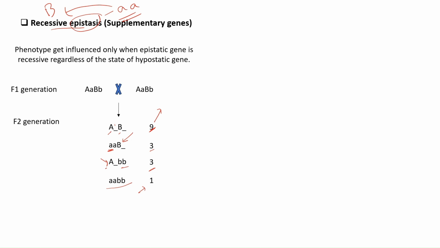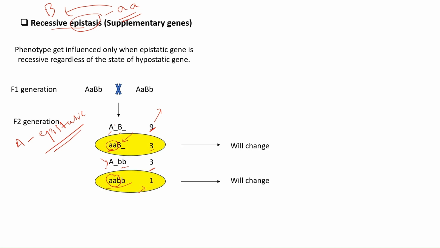Now, in recessive epistasis, what we are saying? A is our epistatic gene. So when A is present in recessive condition, it will affect the phenotype of the B. So where you can see A recessive, this second one and this fourth one. So this second one and this fourth one, you can find that A is in recessive condition.